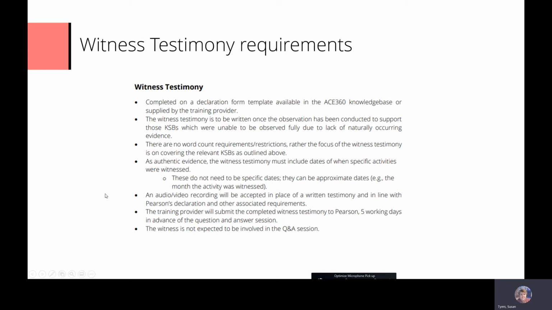and other associated requirements. The training provider will submit the completed witness testimony to Pearson 5 working days in advance of the question and answer session. And the witness is also not expected to be involved in the question and answer session.